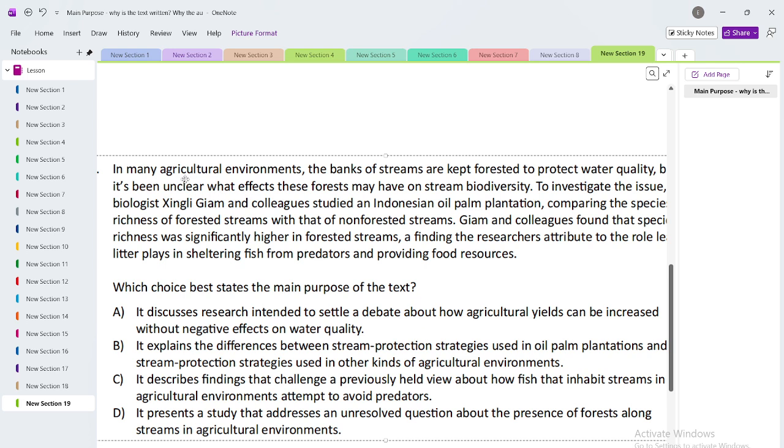Unclear means unresolved, right? And the main thing in there is the presence of forests along streams. We're talking about streams and how they are forested, right? How they are kept forested. This is something that is there. All three answers before it were not there, where they were talking about some different things. So the only answer that makes sense is D.